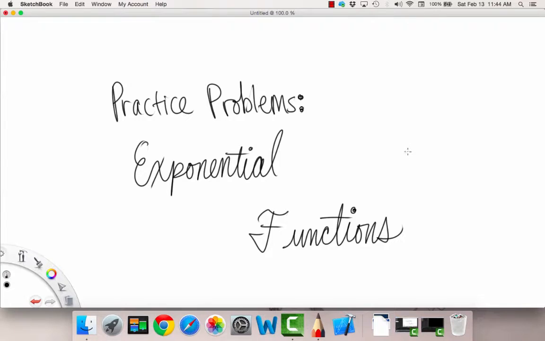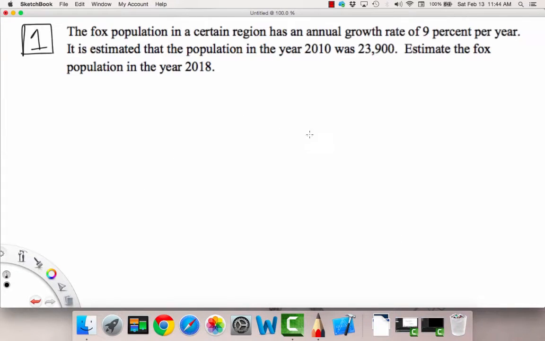Hello and welcome to the practice problems video on exponential functions. Okay, here's number 1. The fox population in a certain region has an annual growth rate of 9% per year. It is estimated the population in the year 2010 was 23,900. Estimate the fox population in the year 2018.